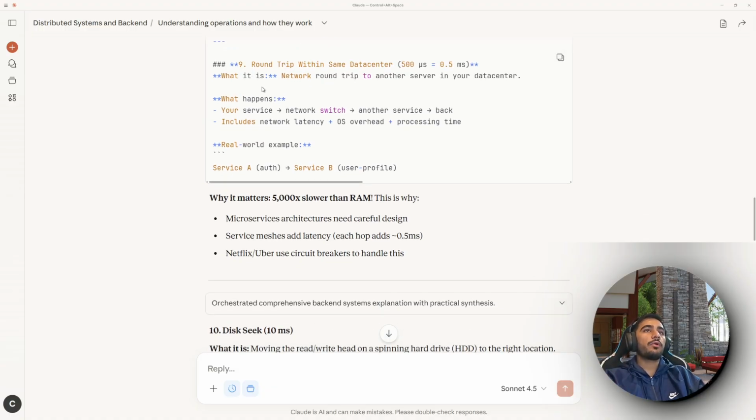So this whole round trip within the same data center, assuming both of these are within the same geographical availability zone and just in different containers, would take around 0.5 milliseconds.